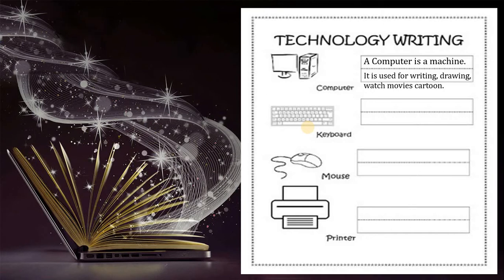So let me think. What is the first sentence? It is used for writing numbers, letters and words. Correct? Because the keyboard is used for writing. But what writing? Numbers, letters, words, and paragraphs also. So we write numbers, letters, words and paragraphs by using the keyboard. So it is the first sentence we can write, right, students?